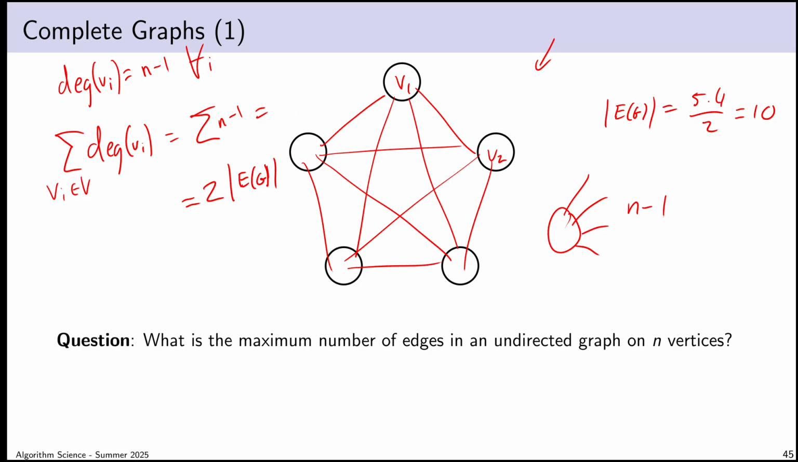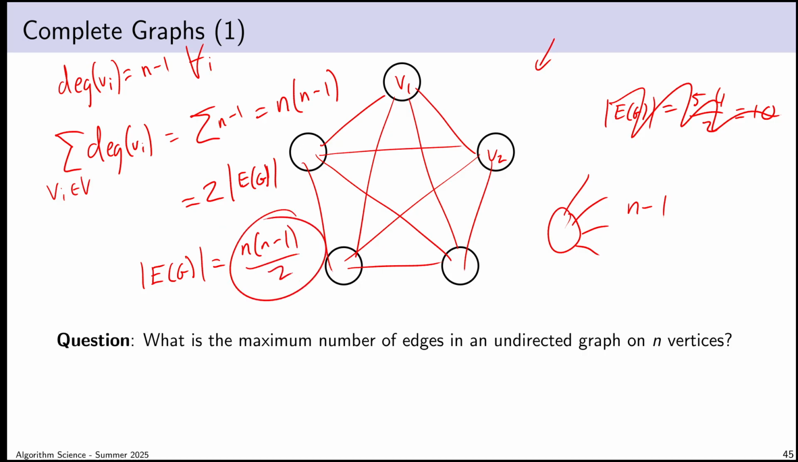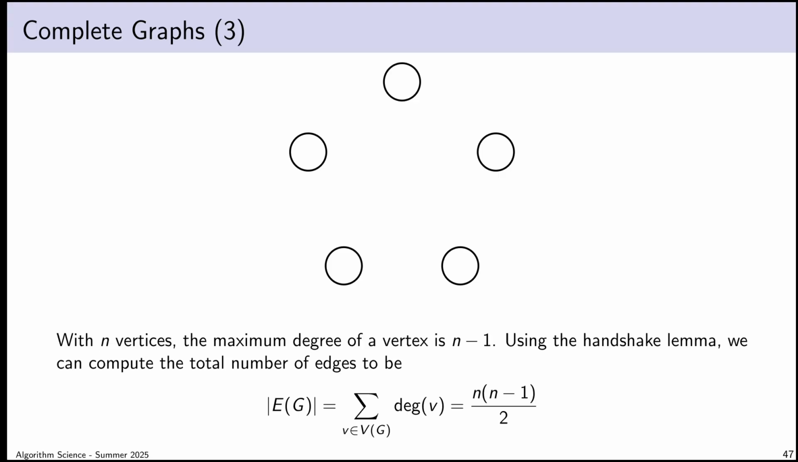The sum will then end up being, well, the number of vertices is n, and each vertex has degree n minus 1, and that's going to equal 2 times the number of edges. In other words, the size of my edge set in that case is going to be equal to n times n minus 1 all over 2. There we go. So that looks like the maximum number of edges of a graph, and we used the handshake lemma to derive that.